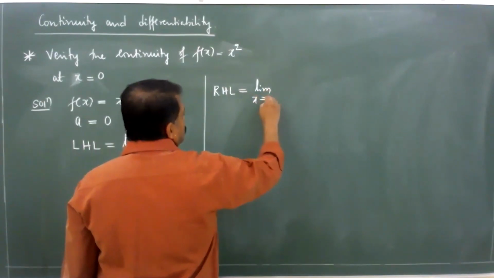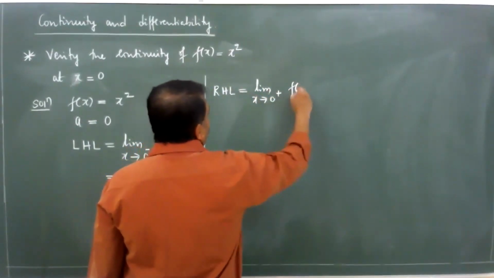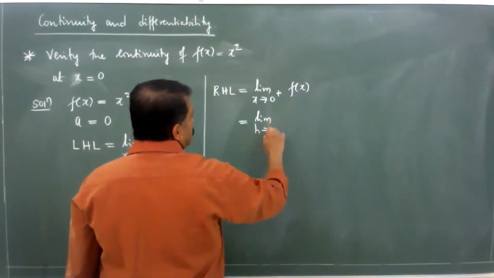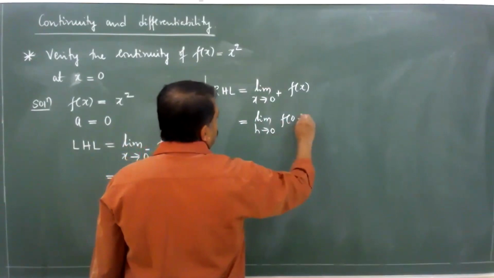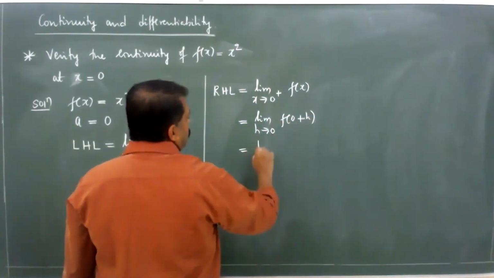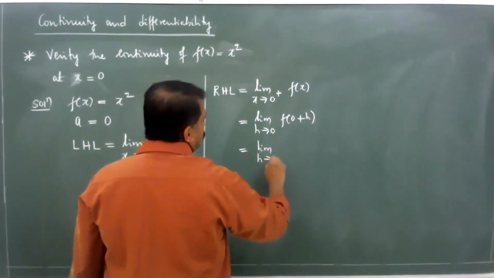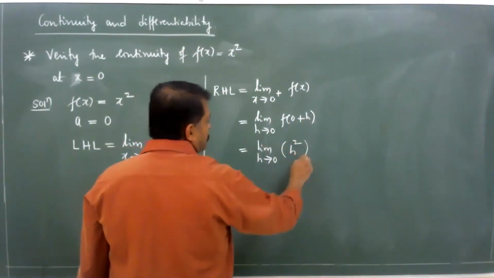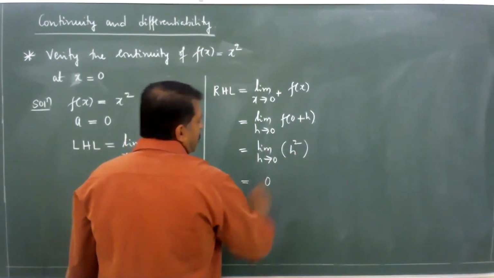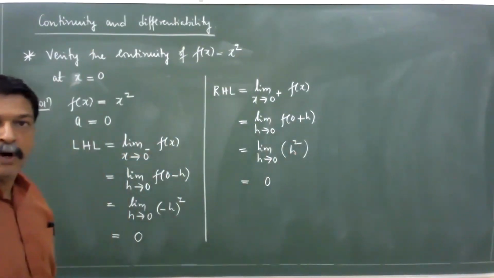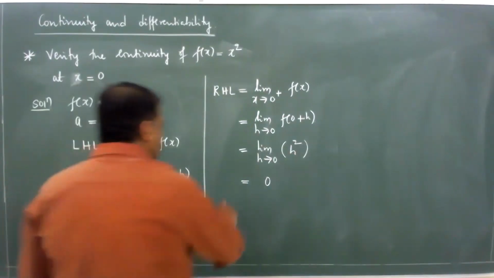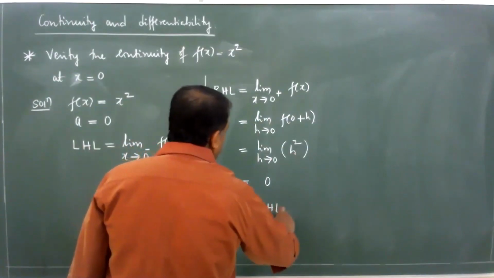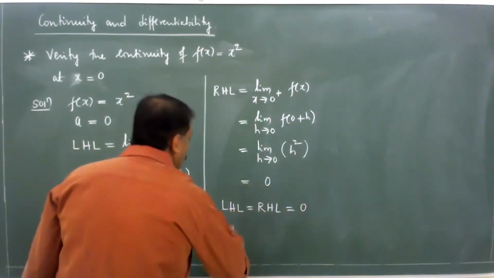Limit x tends to 0 plus f of x is equal to limit h tends to 0, f of 0 plus h. What is f of 0 plus h? f of h. What is f of h? h squared. If you apply the limit, you get 0. RHL is also 0. So left hand limit is equal to right hand limit is equal to 0.